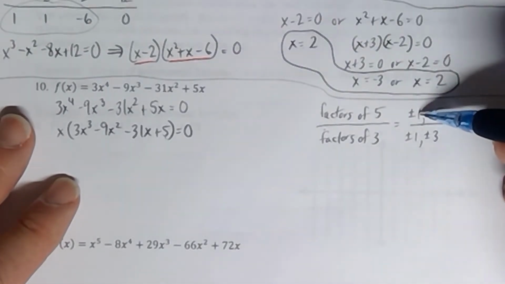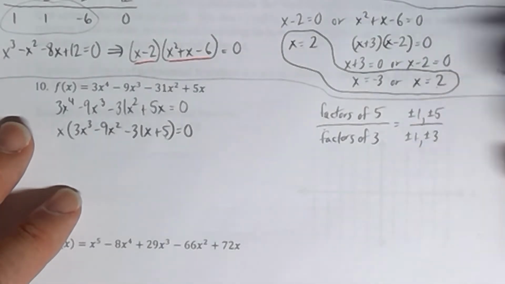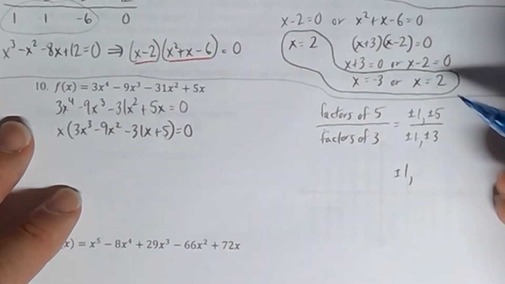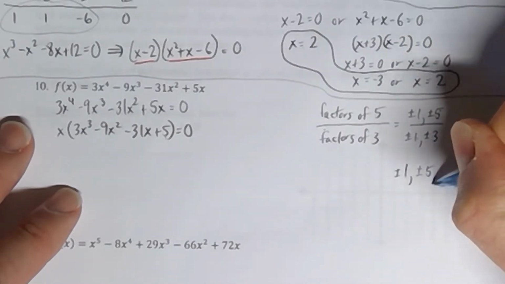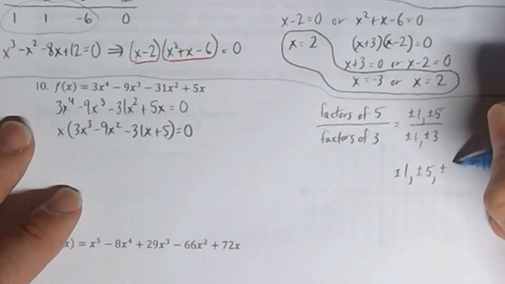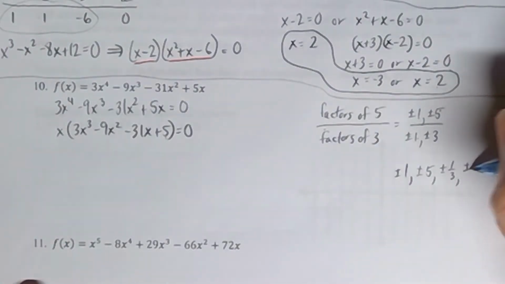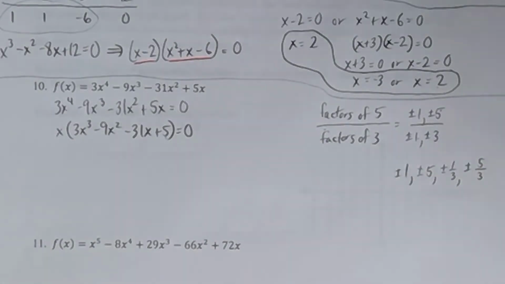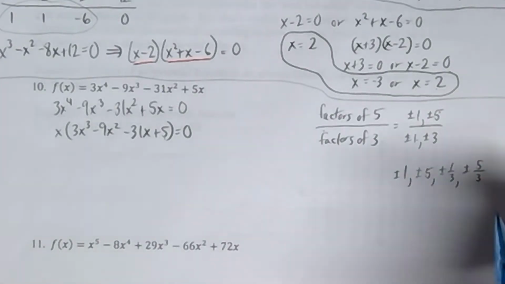Watch what I do here. I'm going to take every single different possible combination. Plus or minus 1 divided by plus or minus 1. What is that? That's plus or minus 1 because 1 divided by 1 is 1. And then how about plus or minus 5 divided by plus or minus 1? That is going to be plus or minus 5. How about plus or minus 1 divided by plus or minus 3? Okay, plus or minus 1/3. And finally, plus or minus 5 divided by plus or minus 3. Plus or minus 5/3. So again, we have 8 possibilities here.